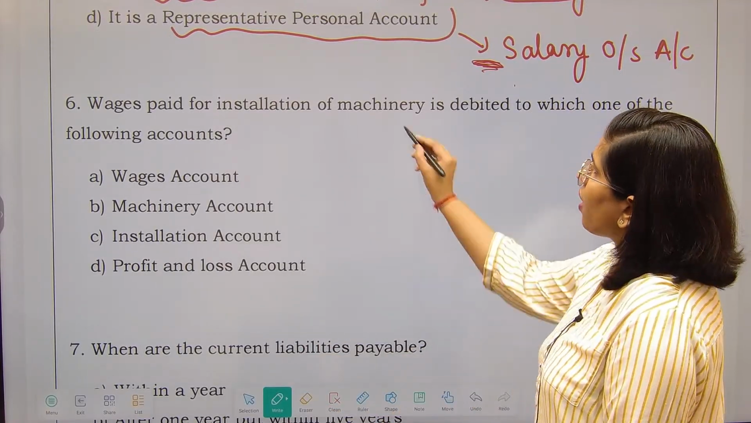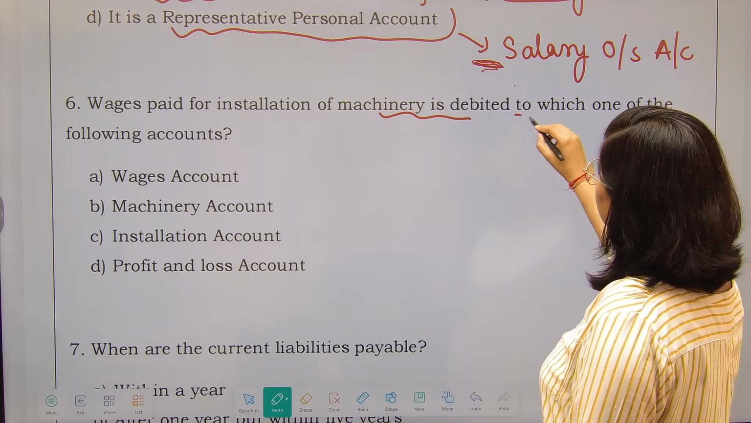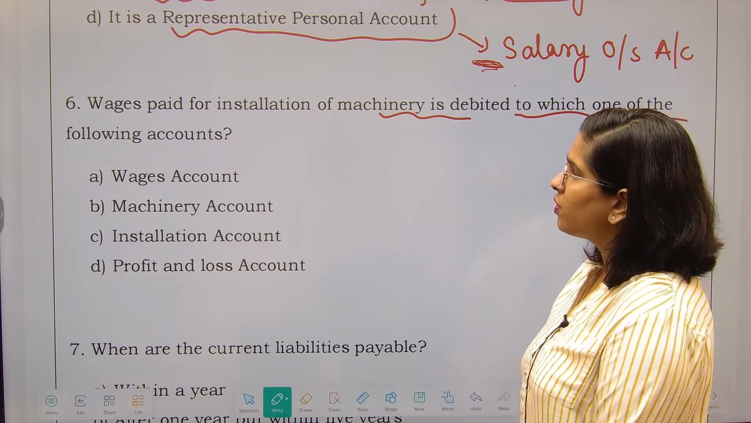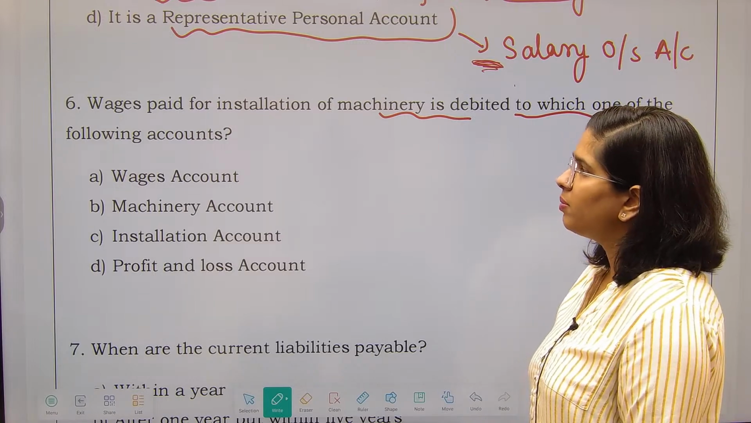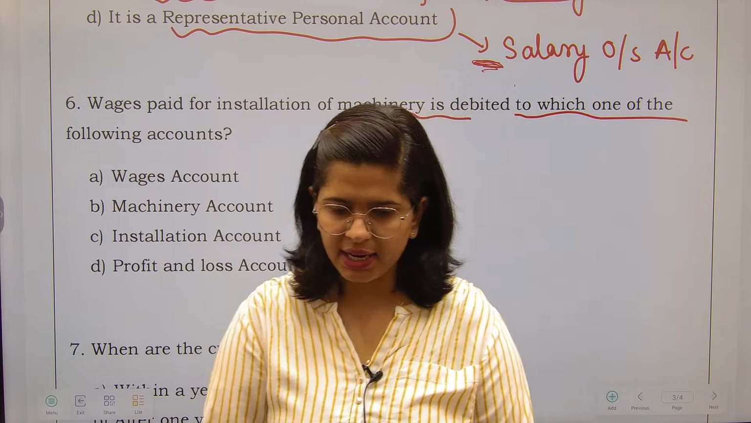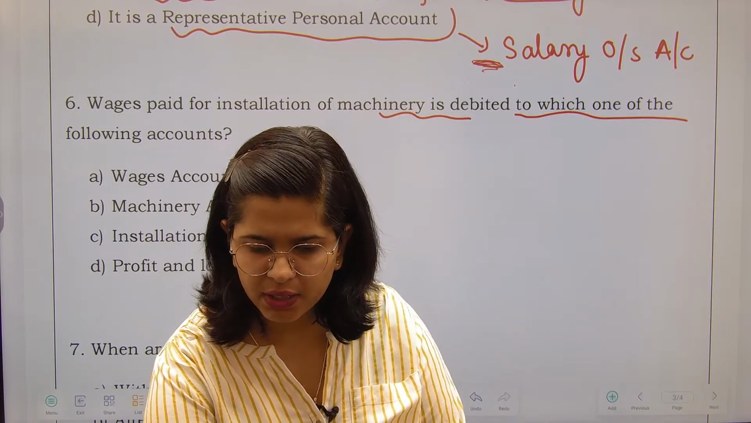wages paid for installation of machinery is debited to which one of the following accounts? Which one of the following accounts? Wages account, machinery account, installation account, P&L account. Just wait for a second and give me the answer to this particular question.